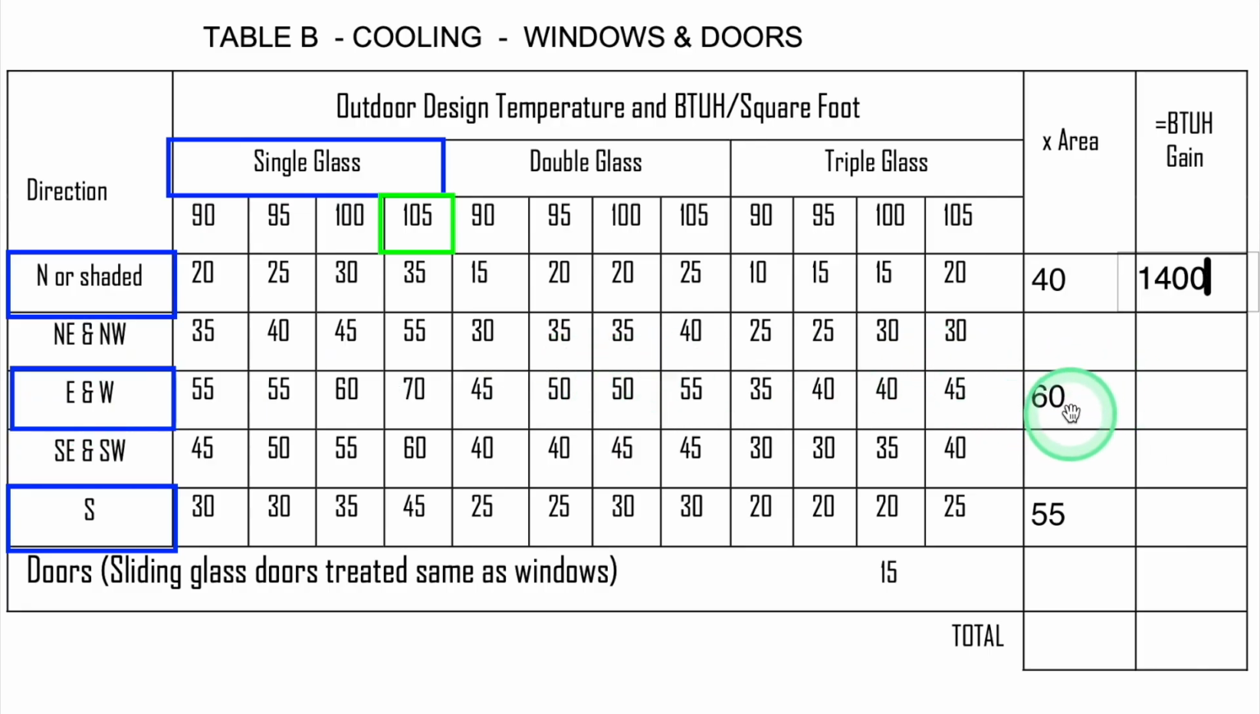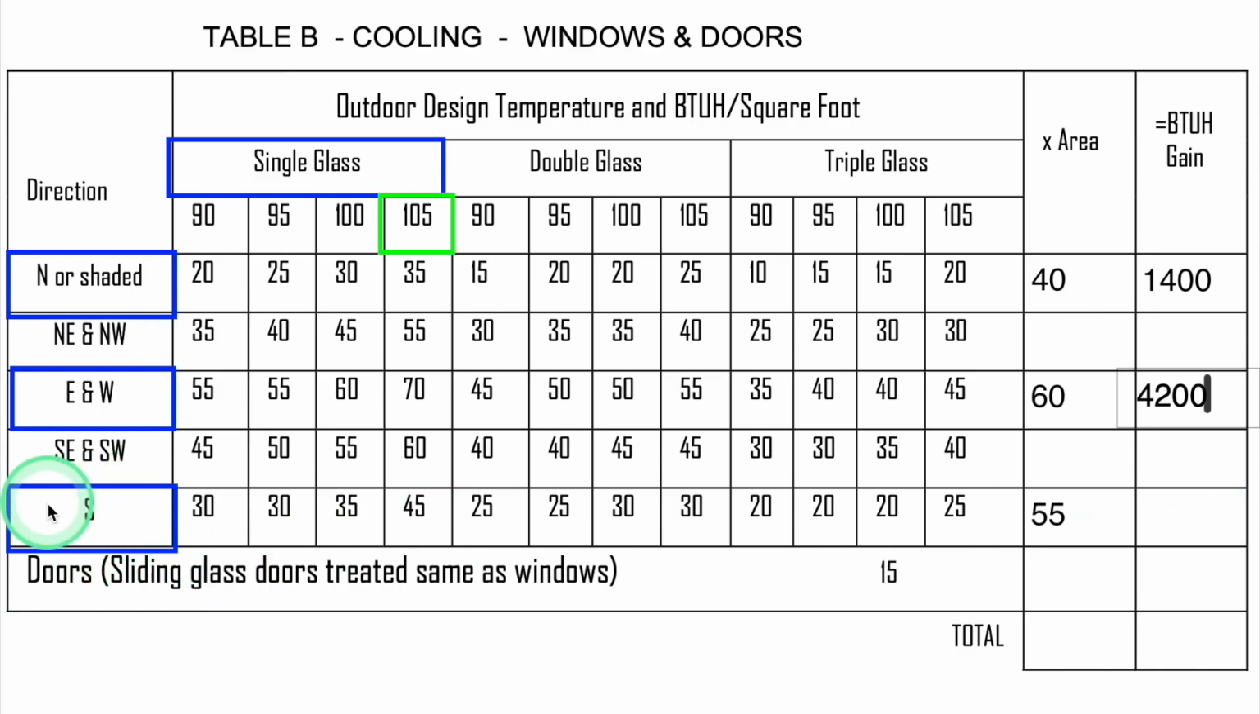We got the information here. And 60 square feet of windows on the east and the west. What's our factor? Under 105 degrees in the single pane windows, it's going to be 70 BTUs per square foot. So let's go 70 times 60. 70 times 60 equals 4,200 BTUs per hour of heat gain on the east and west windows. Wow, that's quite a bit of heat gain.